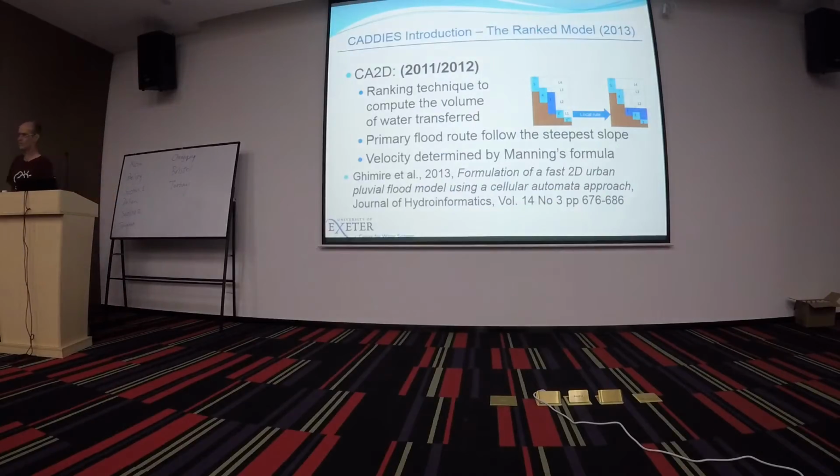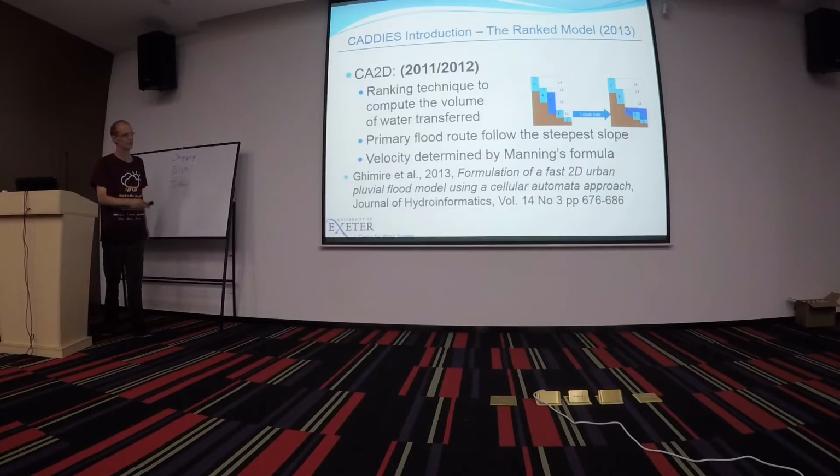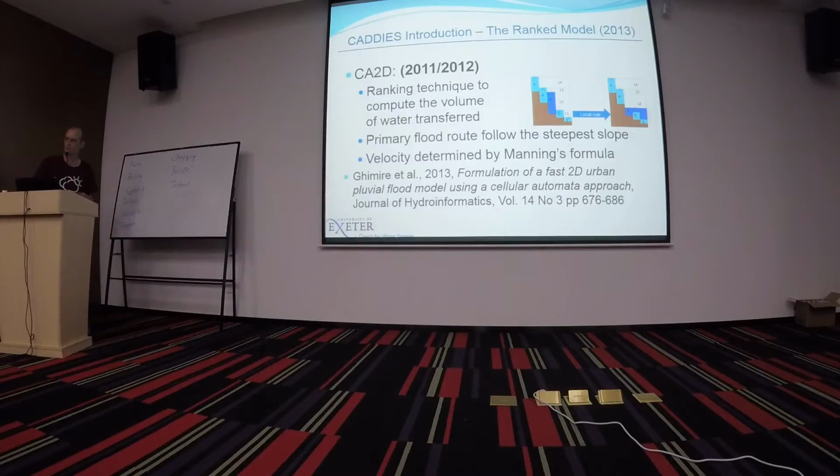So as I say, we have a number of rules that we developed in the CADDIES system. The first one, in 2011, 2012, was the rank model, which uses a ranking technique based on the levels of the terrain and the water levels inside the neighborhood. So this is a 2D representation of the von Neumann, the 5 cells in the von Neumann neighborhood. Its primary flood route uses the steepest slope. It still uses Manning's formula, but only on that steepest slope instead of in all 4 directions. So the idea is that this reduces the complexity of the local rule, which makes the entire complexity simpler, which makes it faster.